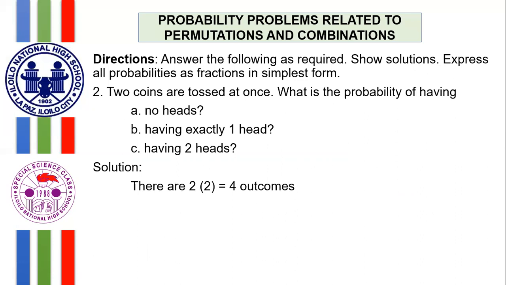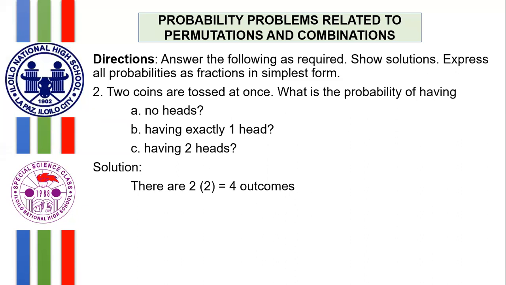And by utilizing our fundamental counting principle, the first slot is for the first coin and the second slot is for the second coin. The first coin can have 2 possible outcomes, head and tail. Also, the same is true with the second coin. And by the fundamental counting principle, we have to multiply them to determine the total number of outcomes. So that's 2 times 2 or 4 outcomes.